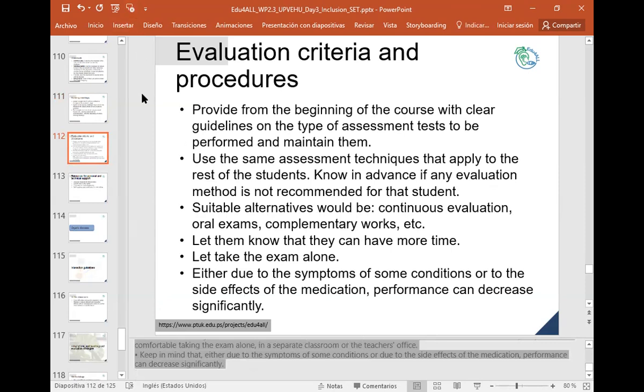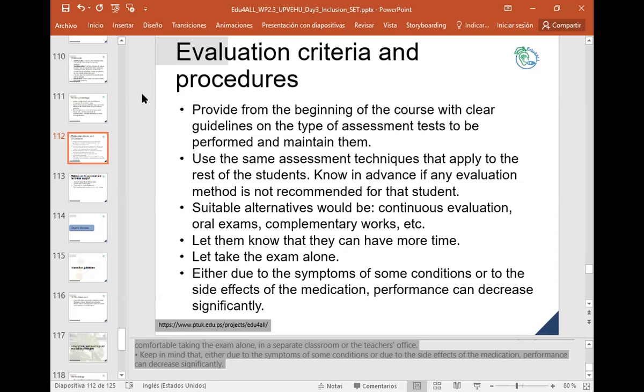For the evaluation, provide them from the beginning of the course with clear guidelines on the type of assessment tests to be performed and maintain them. Use the same assessment techniques that apply to the rest of the students. When in doubt, it may be convenient to know in advance in tutoring meetings if any evaluation method is not recommended specifically for that student. Suitable alternatives would be continuous evaluation, oral exams, complementary works, etc.